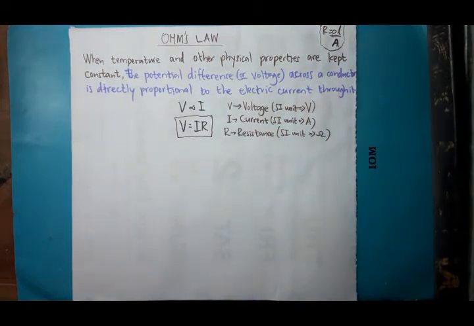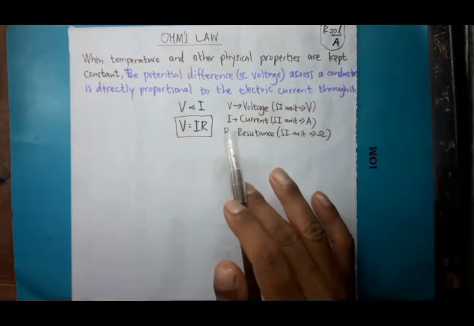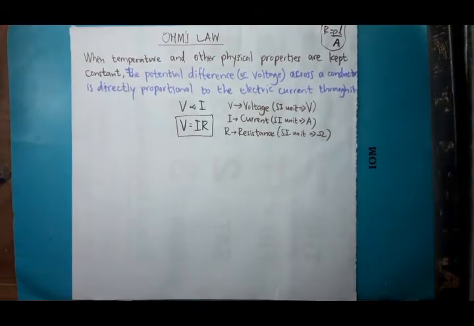Okay, so you have to know this law. Sometimes you will have to write this down as a definition at your exam, so you have to be absolutely sure about this. When temperature and other physical properties are kept constant, the potential difference across a conductor, when I say potential difference, it can be called voltage too, is directly proportional to the electric current through it.